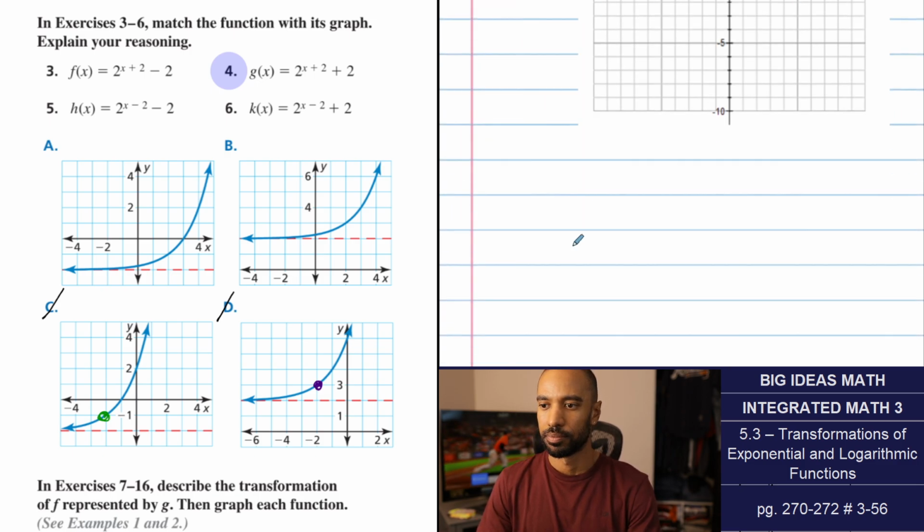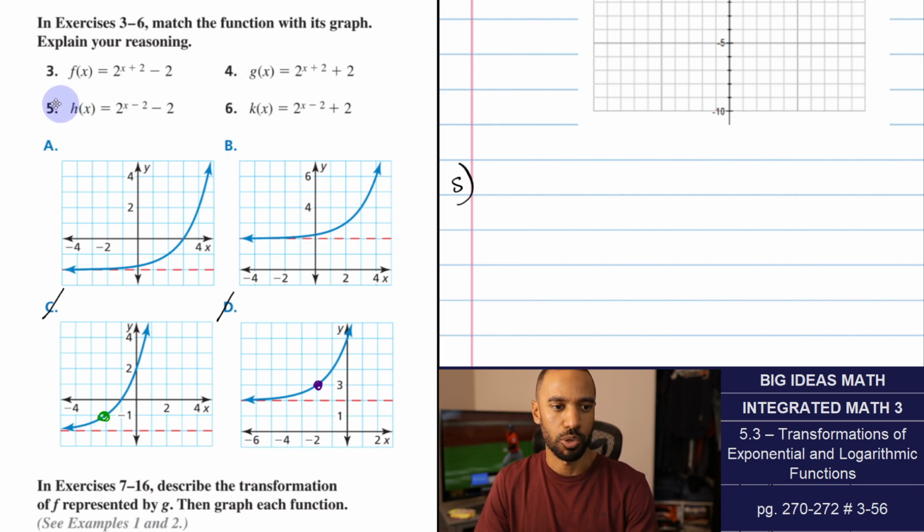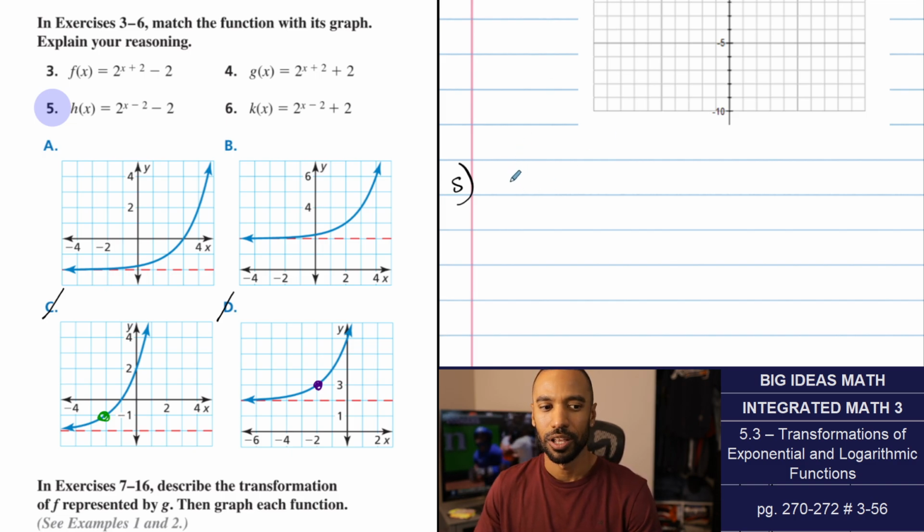Number 5, we have h of x equals 2 to the x minus 2 power minus 2. This means 2 units down and 2 units right. Hopefully you can recognize which one that will be, especially on the 2 units down portion. Looks like it's going to be A, but how come?